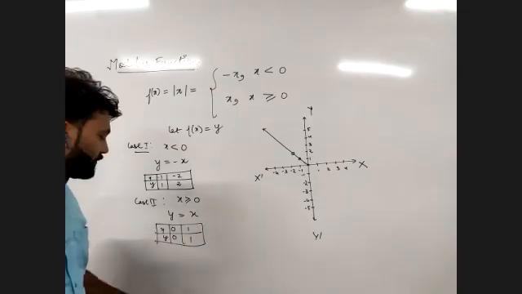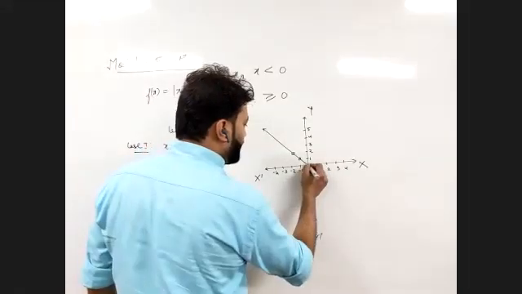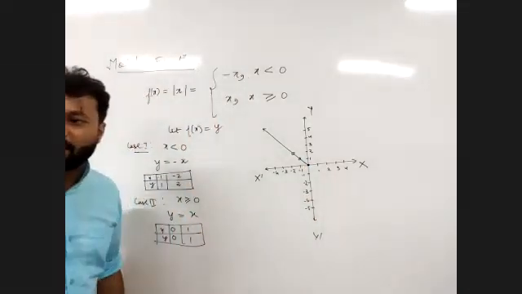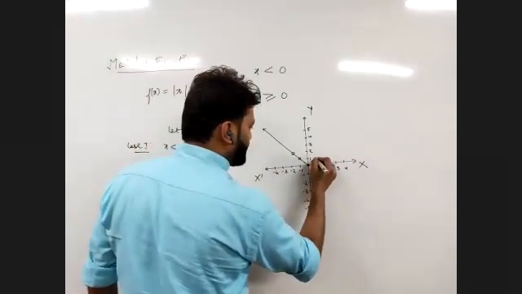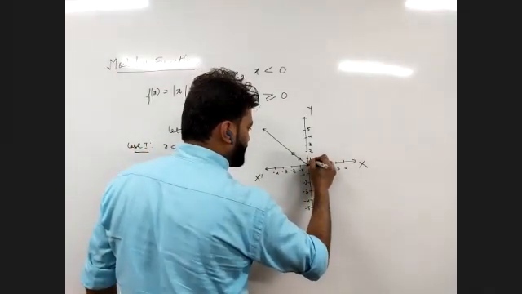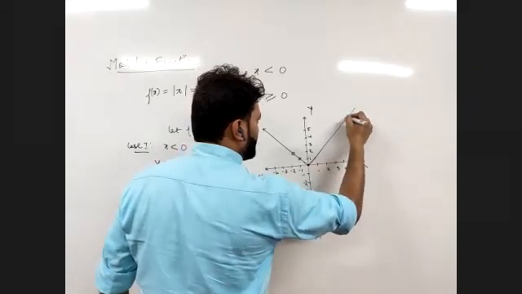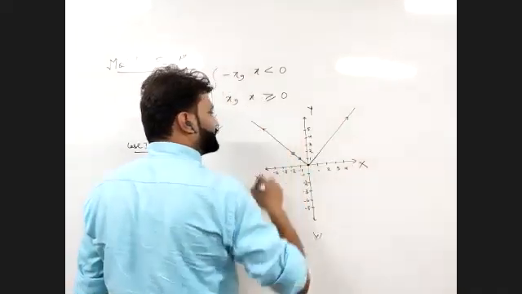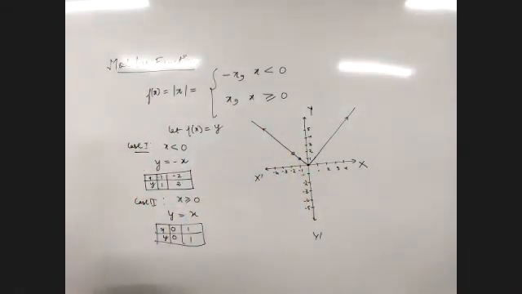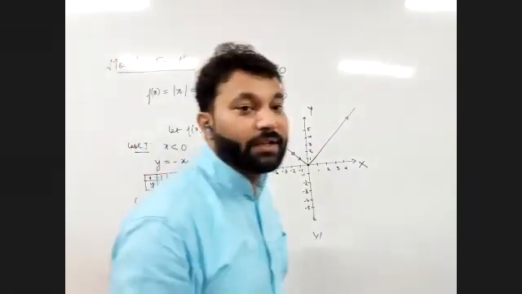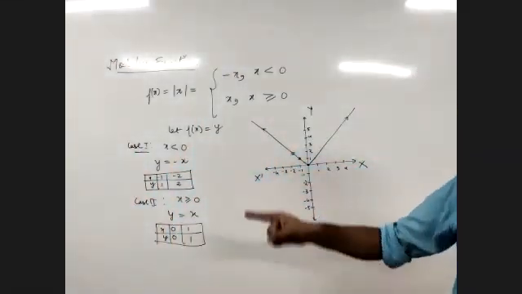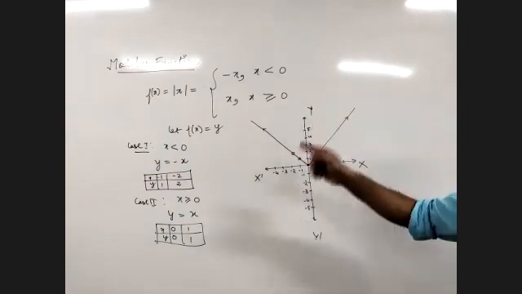Now, when x is equal to 0, y will be equal to 0. Now it will be included. When x is equal to 1, y will also be equal to 1. So in this case, it will be a straight line over here. Is it clear? So one thing that can be easily concluded is that the graph of the modulus function is a V-shaped graph.